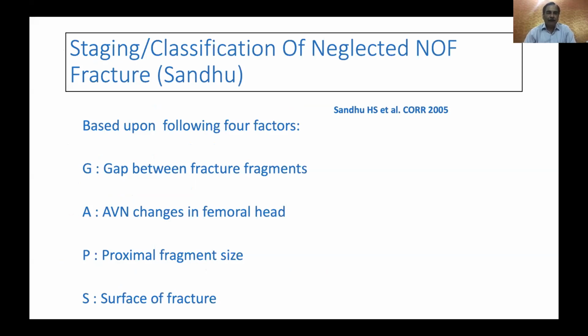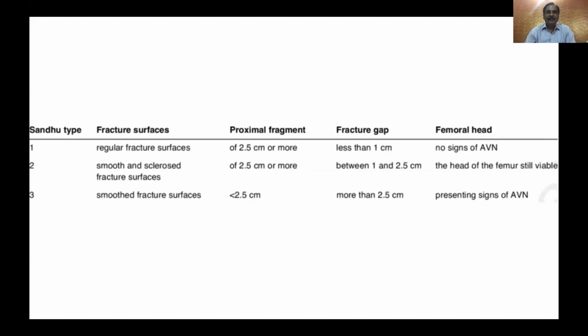It is based on 4 factors which can have a mnemonic, GAPS. So gap between the fracture fragments, AVN changes, proximal fragment size, and surface of the fracture. And this is the chart which helps you to decide the plan of action for a patient who comes to you with a fractured neck of femur.